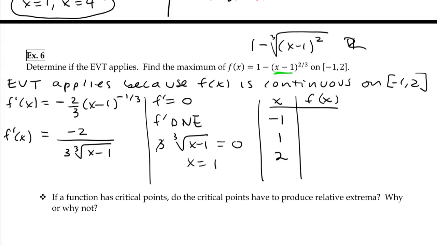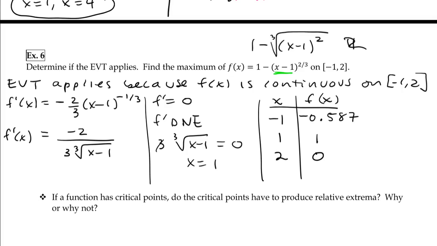If you sub a 2 into here, 2 minus 1 is 1, 1 minus 1 is 0. If you sub a 1 in, that's also going to be pretty easy. 1 minus 1 is 0, so we have a 1. Now, if you sub a -1 in, you're going to need a calculator. If you sub a -1 in here, you're going to get -2 to the 2/3. So I'll let you guys, again, try the calculations on your own, and you end up here.